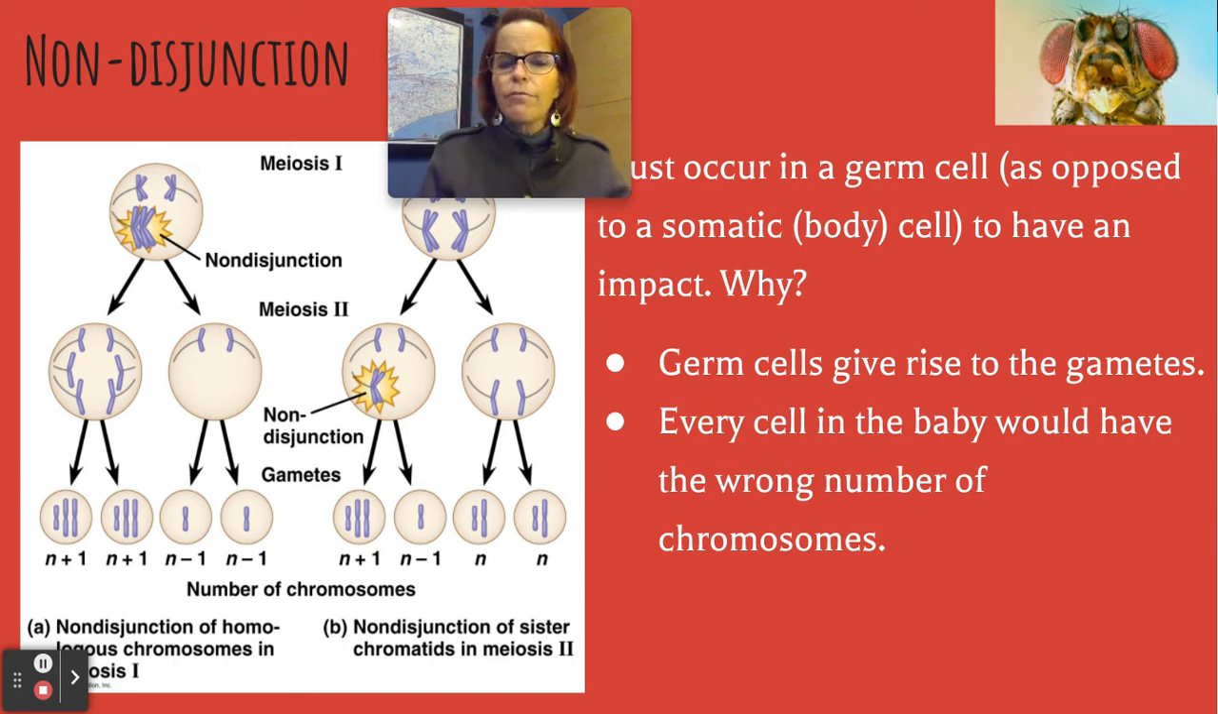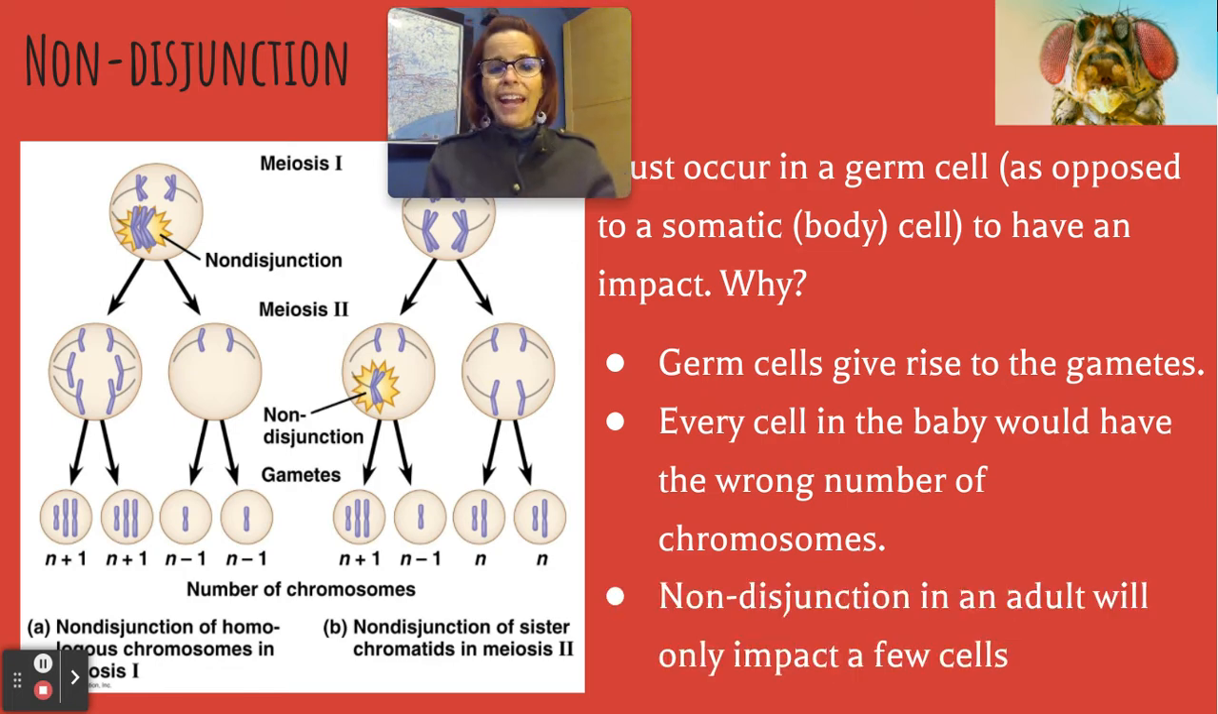So if we have the wrong number of chromosomes in sperm or egg and they fuse to make that baby, and then the baby's going through all these cell divisions, every single cell in that baby's body is going to have the wrong number of chromosomes. However, if it happened in, say, my cheek cell, and we got the wrong number of chromosomes there, then it would just be my cheek that's affected, just the cells right in the area, and the rest of my body would have the correct number of chromosomes. So it's much more serious when it happens in our germ cells and when we're making our sperm or egg.